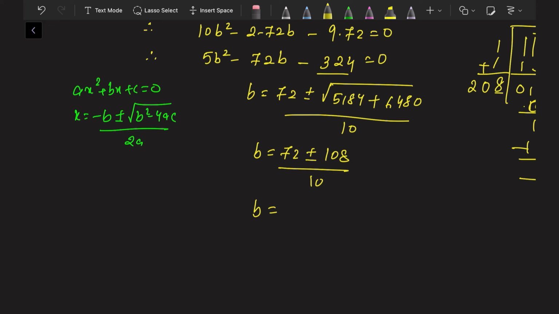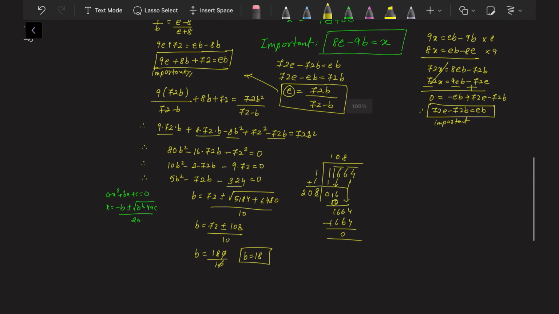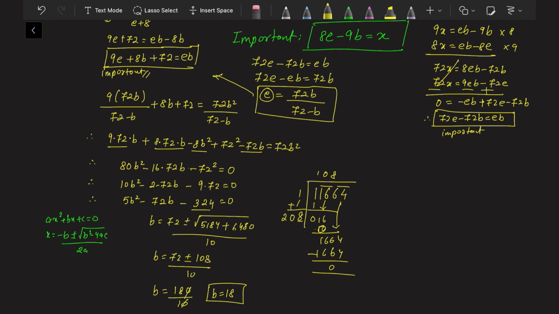Finally b will come out to be, we cannot take negative as b is some side length, so 72 minus 108 makes no sense. We'll just have to add it. So we'll have 180 upon 10, and hence b is equal to 18. What a nice value after this quadratic equation. Now recall that E was equal to this thing. So as b is equal to 18, the value of E would be 72 into 18 divided by 72 minus 18, which is 54. Simplifying, we get E equal to 24.